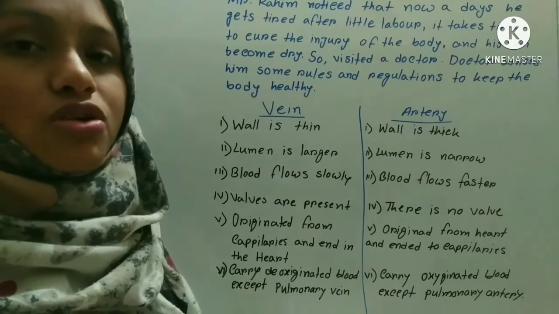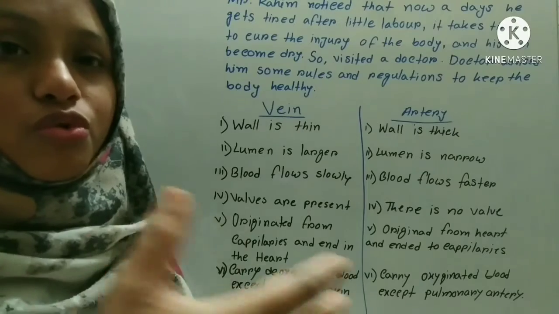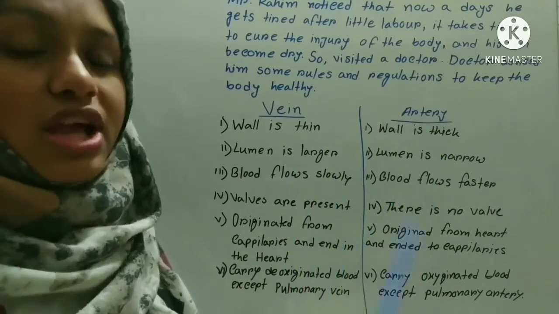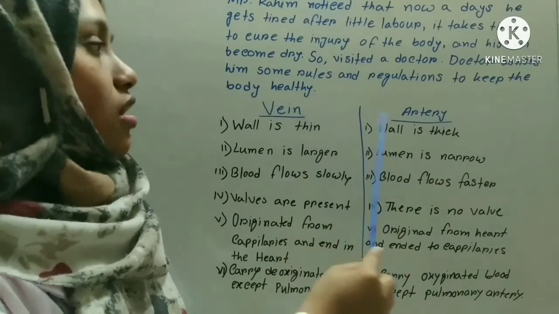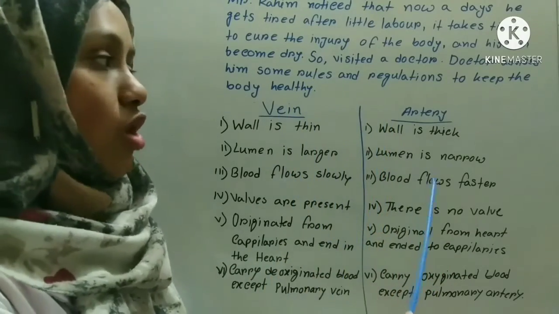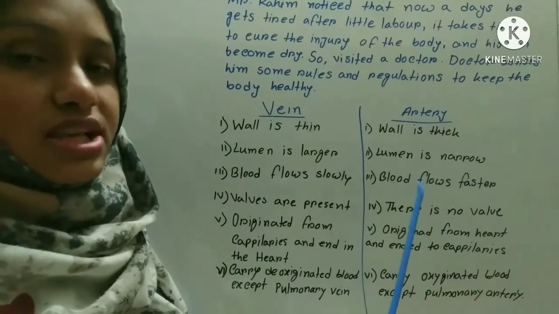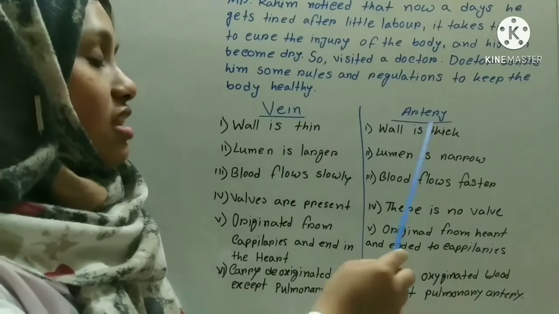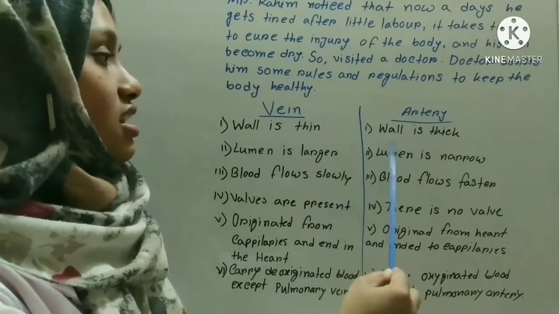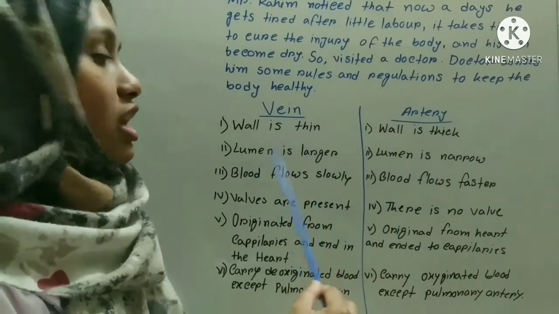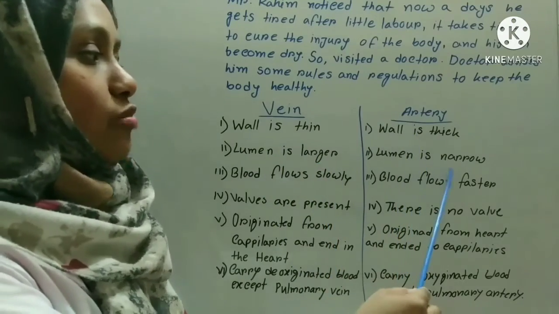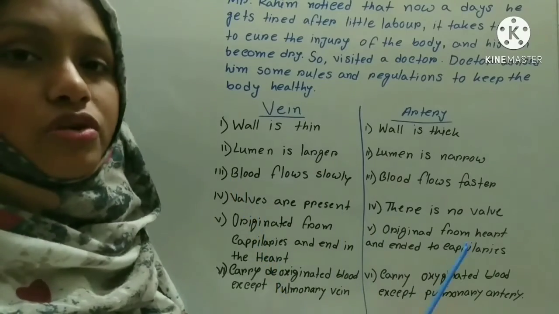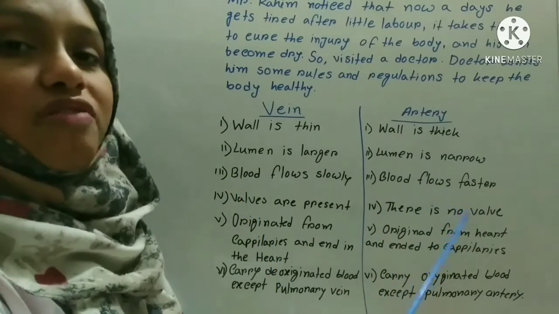So sometimes you get confused about what to write for which. So to avoid confusion, you can learn one thing, either vein or artery. Then you can write the opposite for the other. Let's see, for vein, the wall is thin. The wall of vein is thin and the wall of artery is thick. See the opposite. Vein, the lumen is larger and artery, the lumen is narrow. Same as vein, blood flows slowly and in artery, blood flows faster.